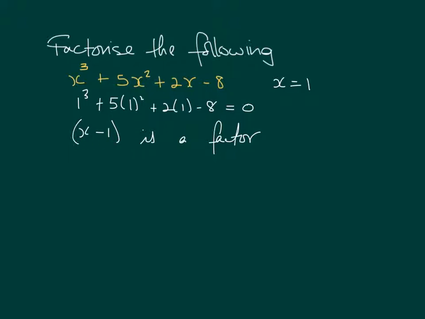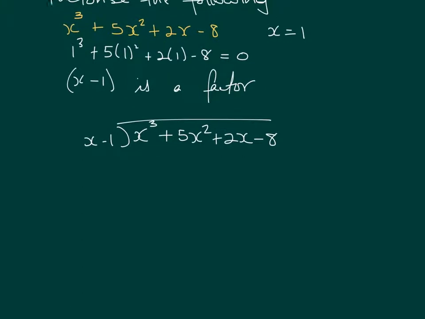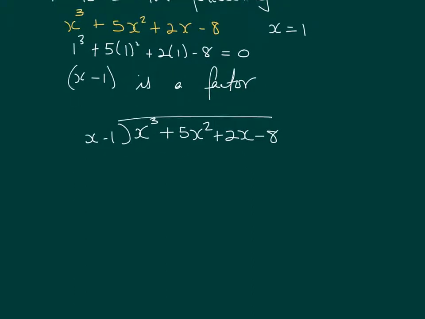All right, let's go ahead and factorize this now. So what I'm going to do is my long division. I'll do both methods again, just as a reminder. So x cubed plus 5x squared plus 2x minus 8, and I'm going to divide that by x minus 1, right? Okay, job number 1. Ask yourself the question, how many times does x go into x cubed? Well, that's going to be x squared.